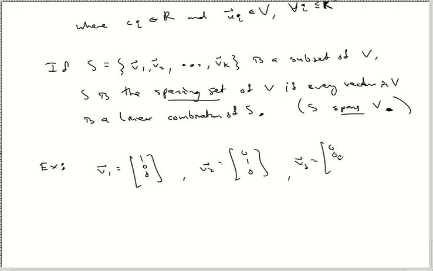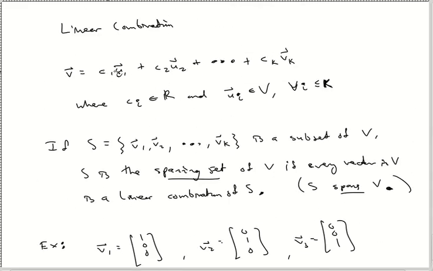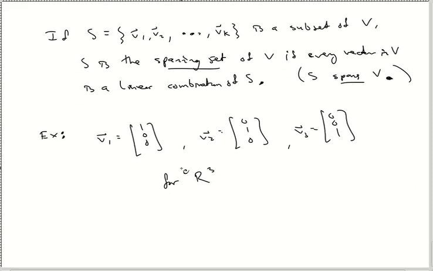And I've got 0, 0, 1. This is a spanning set for R3. I can create any vector in R3 using these guys in a linear combination format with a scalar in front of each one of them.